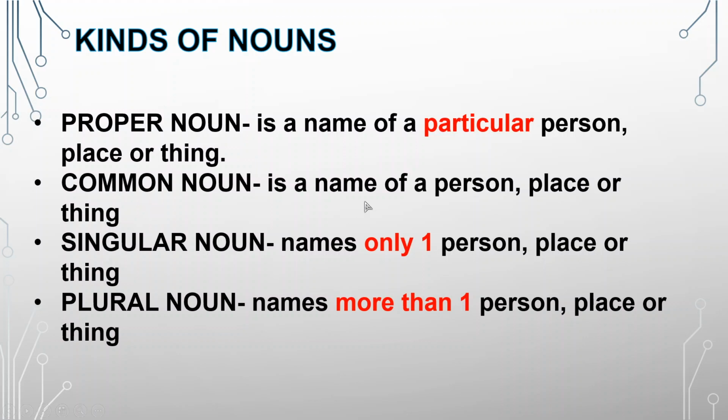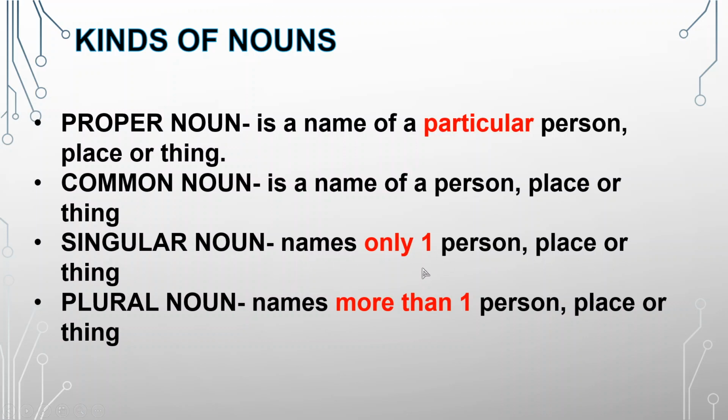Let's go to common noun. So common noun is a name of a person, place, or thing. So it's any name. Any name. For example, we can call that a bicycle. We can call that a park. We can call that a person. We can call someone a doctor. We can call someone a teacher. We can call a place a hospital, something like that. Okay? So it means that we're talking about any name of a person, place, or thing. It's not particular.